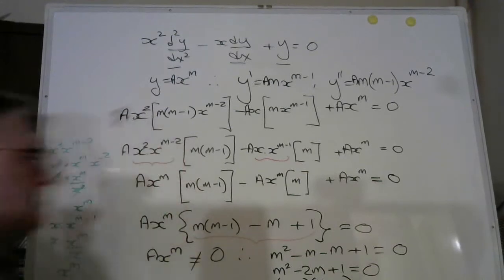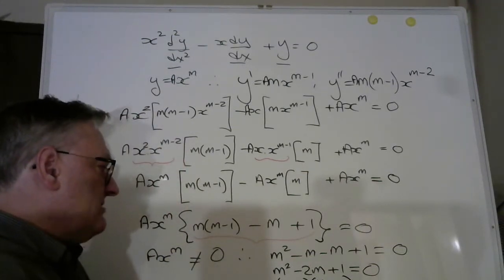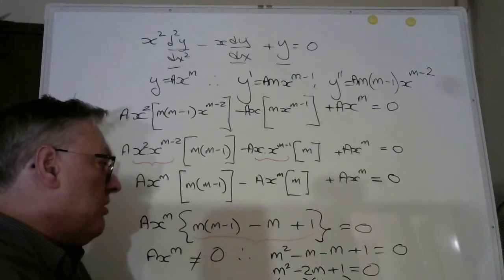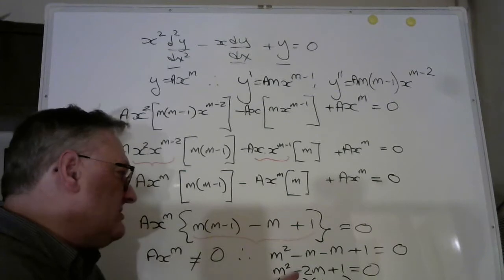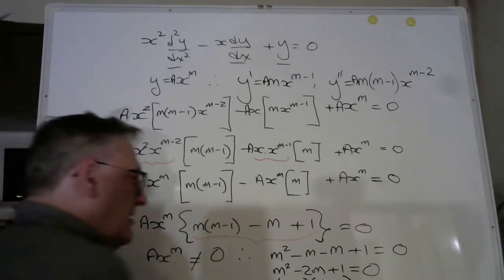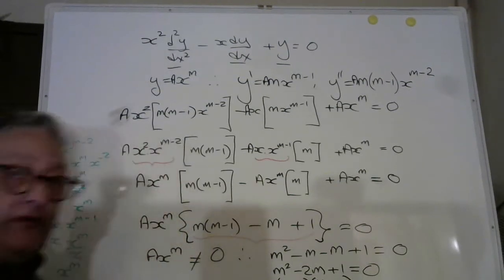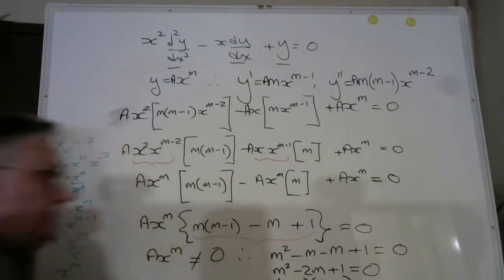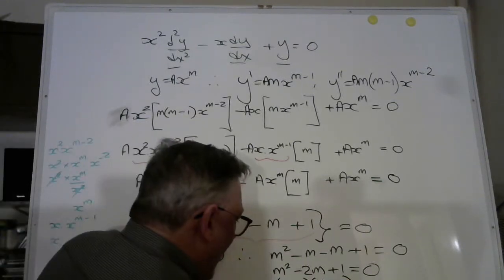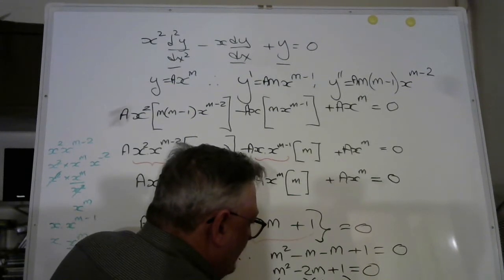m there in each of those positions. Now, we've got to find something whose product equals 1 and whose sum equals minus 2. And that turns out to be minus 1, minus 1. Minus 1 times minus 1 is plus 1, and minus 1 plus minus 1 is minus 2. So we have m equals minus 1, which is a repeated root.